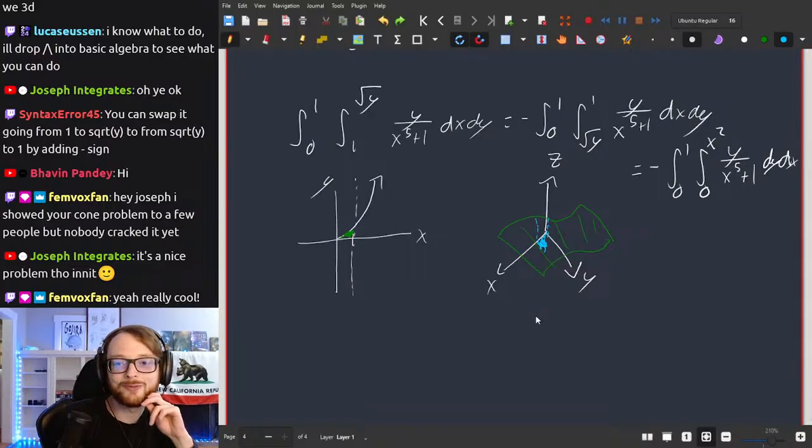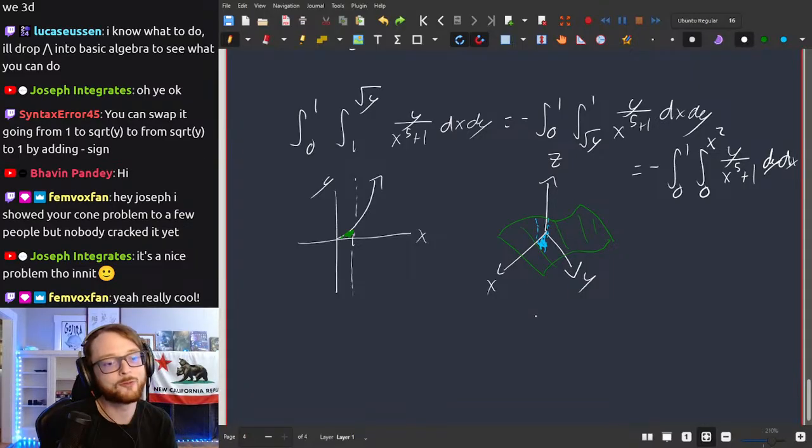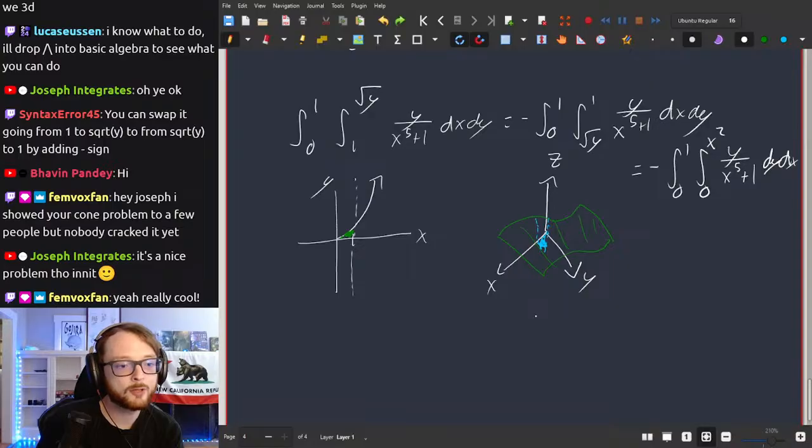And so that's how you would. That's basically how I swap the bounds. I just draw the region and then start from scratch and re-express it. So rather than x starting from the parabola and going out to 1, y is starting at 0 and going up to the parabola.